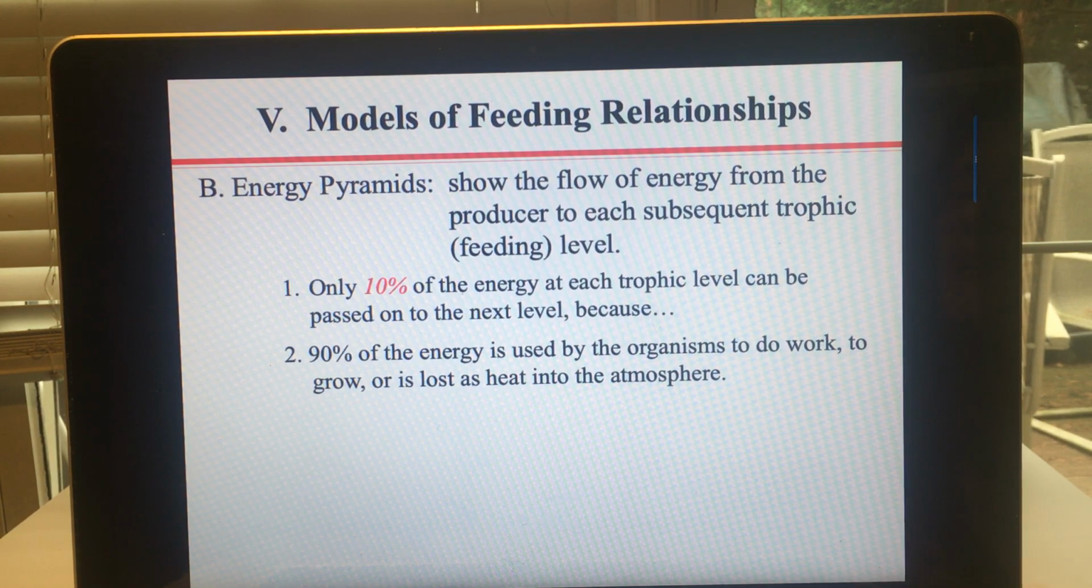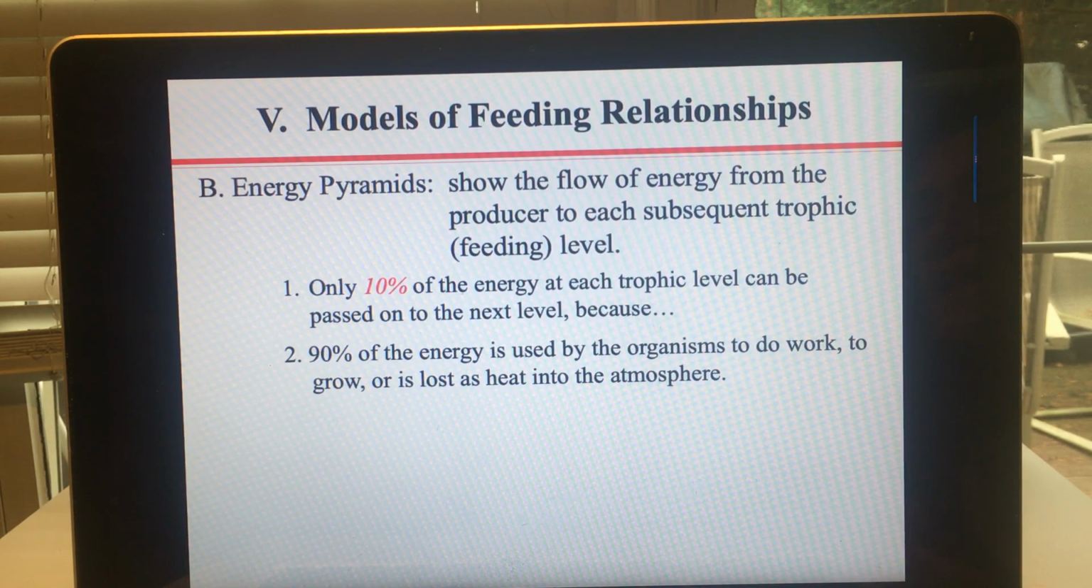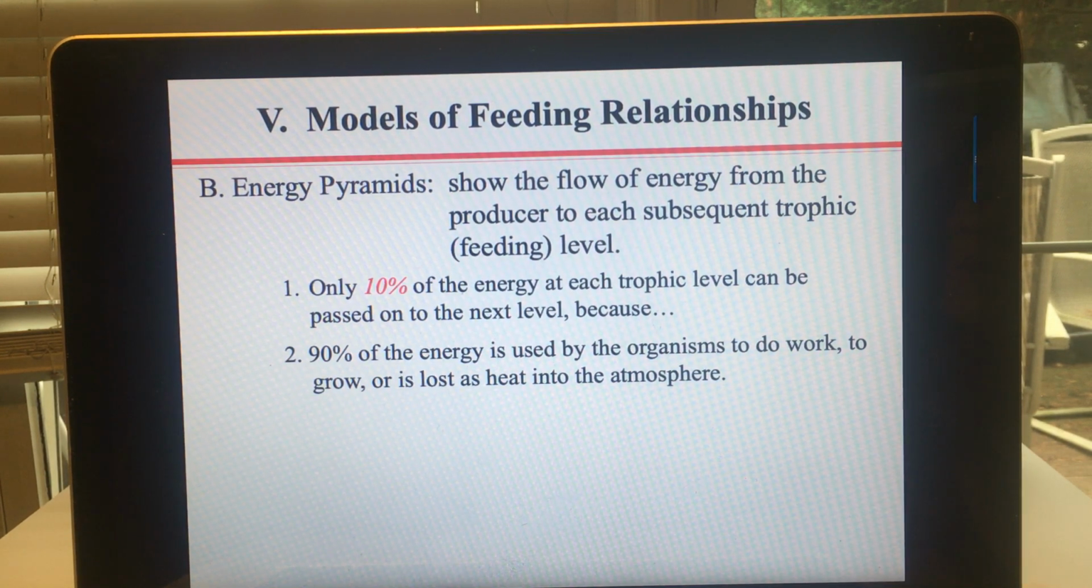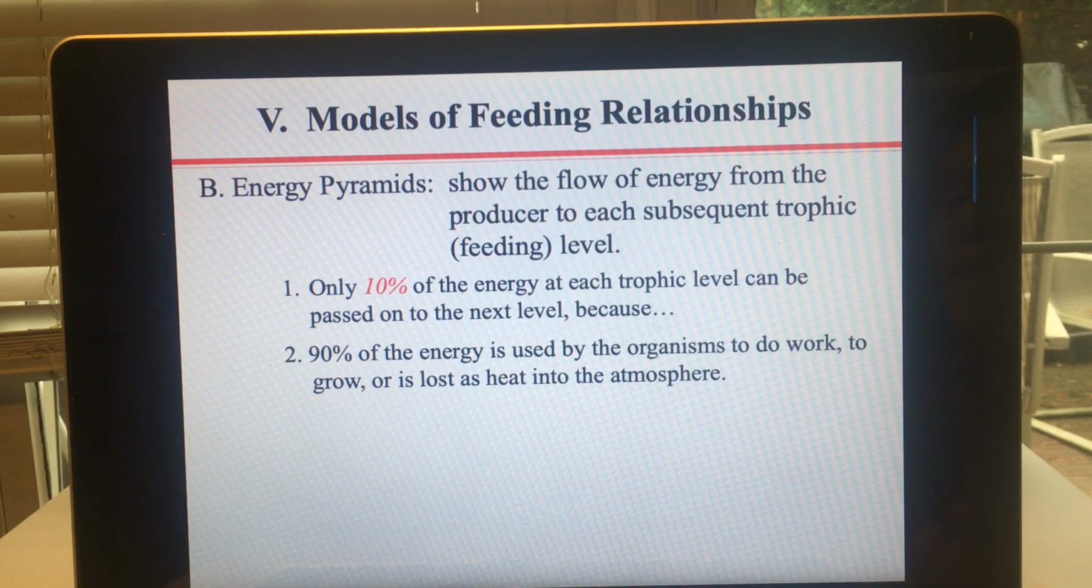Now you may have learned about the law of conservation of matter and energy. So let's talk about the law of conservation of energy for a minute. Energy is neither created nor destroyed. So when we say that the ecosystem loses energy, we do not mean that the universe loses energy. It's just that the ecosystem loses a usable form of energy.